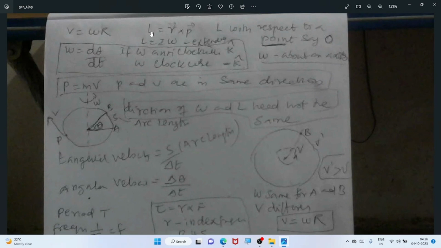The angular momentum for a point, with respect to a point, that is important, is position vector cross linear momentum. For an extended object, L equals moment of inertia times angular velocity. The first is for the point object, this is for the extended object. Angular velocity equals change in theta divided by the time. From here to here, how much angle is covered within this time, that is the angular velocity.